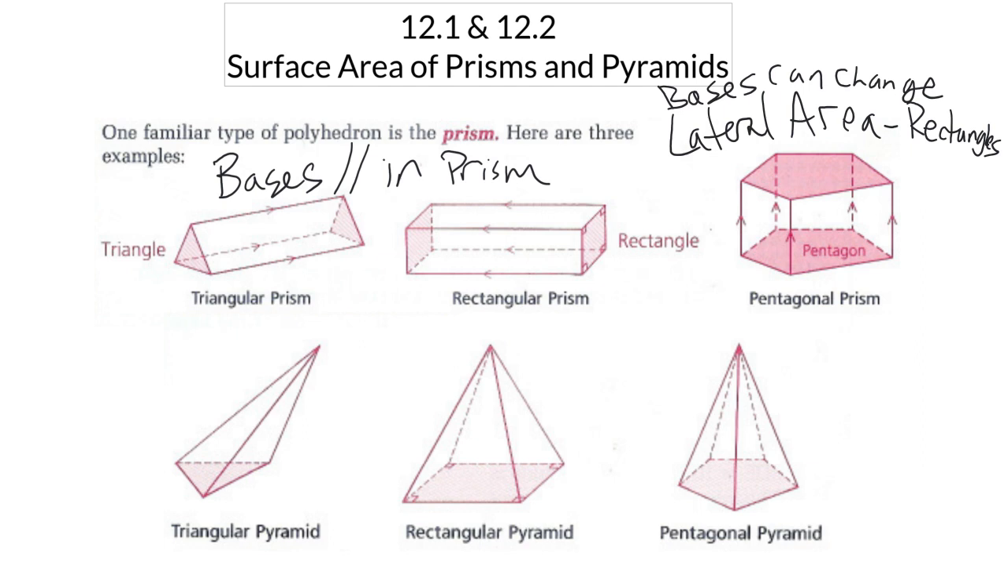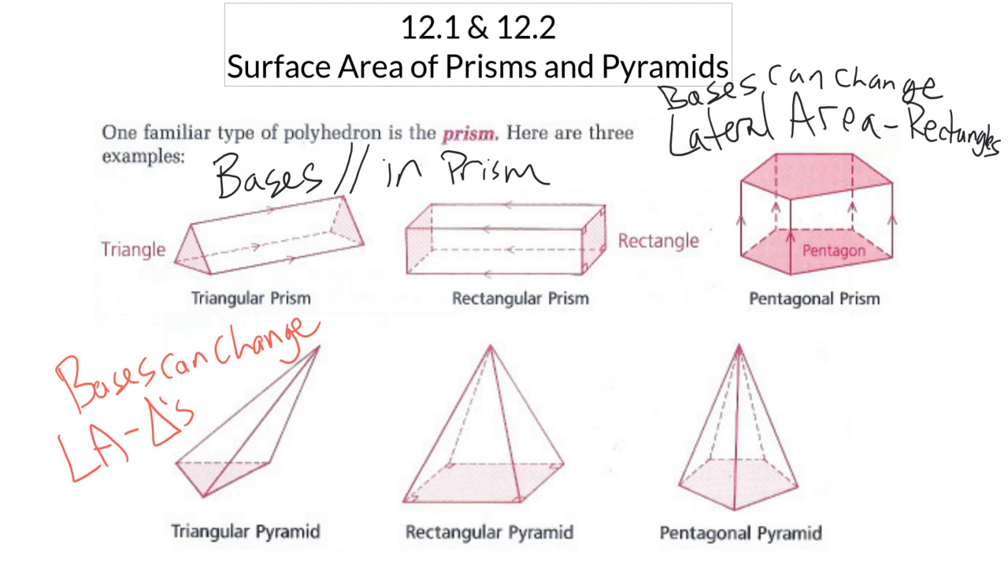Now, in a pyramid, once again, the bases can change shape, but the lateral area is consistently triangles. Before it was rectangles, now it's triangles. Cool. So a triangular pyramid has a triangle base. You can see the part that's shaded down here. A rectangular pyramid, or it could be a square pyramid, pentagonal pyramid, hexagonal pyramid, so on and so forth. They all come to a point, and they're all made of triangles.